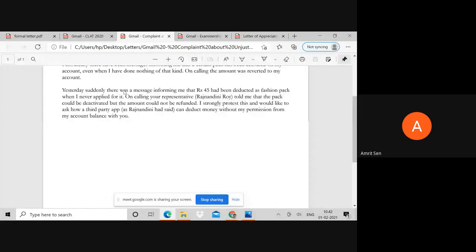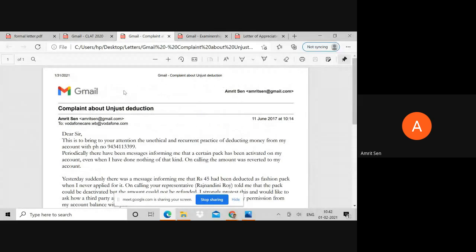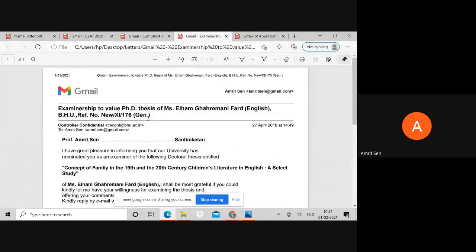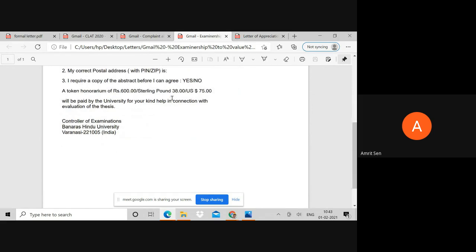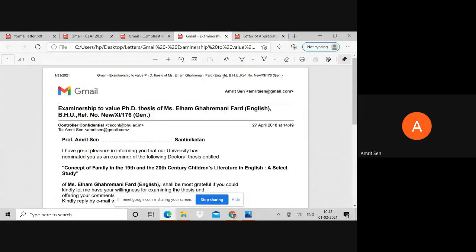So this is the structure of the letter, right? This is the structure of the letter. See, this gentleman, when he's writing to me, has said, I'm sending you this thesis. I shall be most grateful if you could kindly let me have your willingness. So he's now stated why he wants to write the letter to me, the purpose, and then what feedback or what action does he expect me to fulfill? He says, I shall be most grateful if you could kindly let me have your willingness for examining the thesis, right? And then he tells me about the remuneration and he signs off, right? So this is another letter, a letter requesting something.